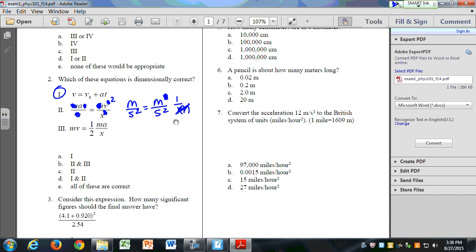And then let's look at this last one. I have mv. I can go and get rid of these meters on both sides. Remember, I don't worry about the constants. Those don't have units. So I have meters per second. Meters per second squared, that's a. 1 over meters. Are those dimensionally correct? No, they are not. So it's only 1 and 2. B is the right answer.